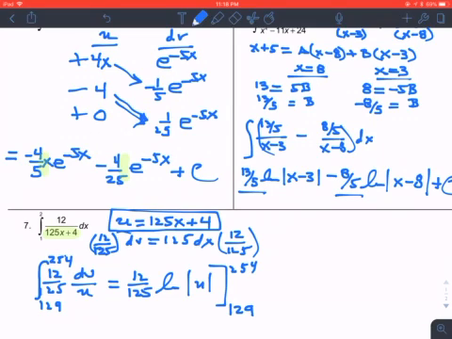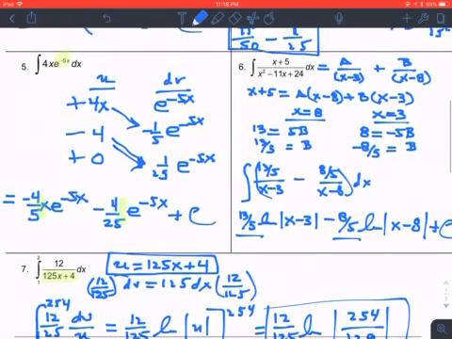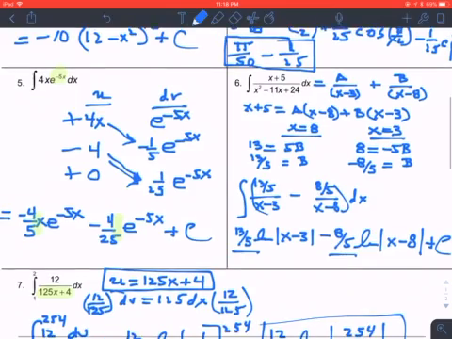But the nice thing about it is, if you remember with logs, because this is going to be a subtraction, it's going to be the quotient of those two. So I get 12 over 125 ln of the absolute value of 254 divided by 129, which I know, by the way, you all know the decimal approximation for that, right? Yeah, right. Okay, all right. Hopefully this one helped. So that concludes page 2 then.